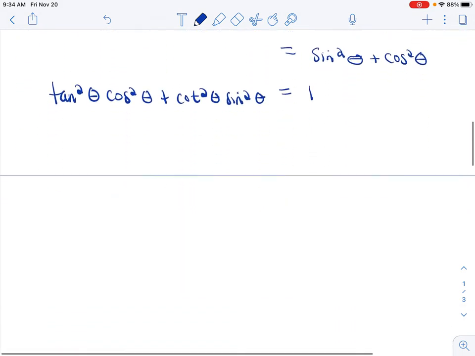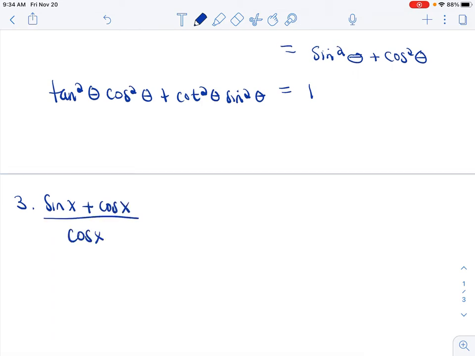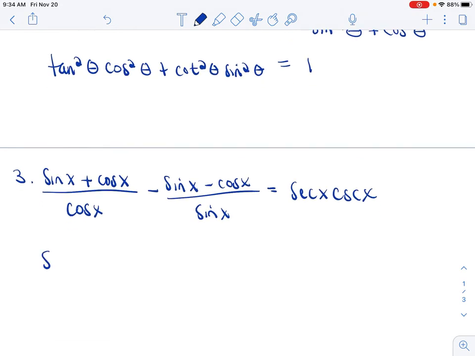All right. Moving on to 3. This one says sine x plus cosine x over cosine x minus sine x minus cosine x over sine x. And that equals secant x cosecant x. All right, hopefully it's clear it's the left side you want to mess with because it's messier.